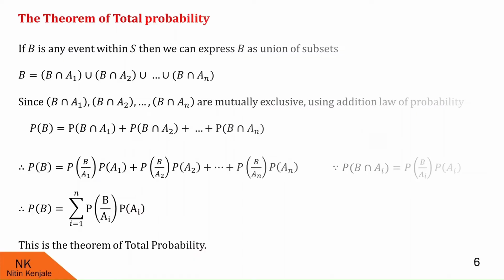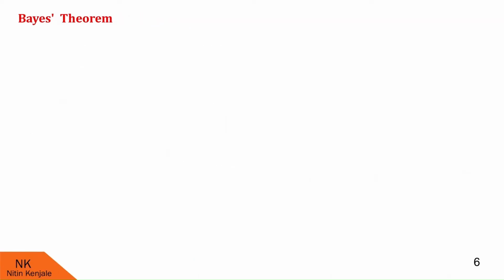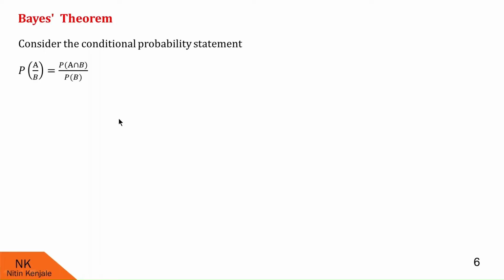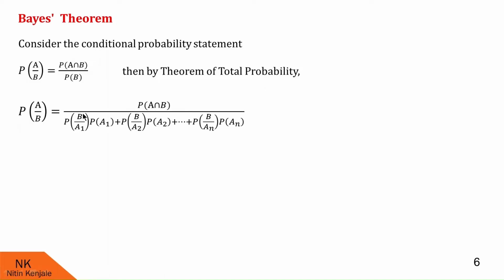Now let us proceed for Bayes theorem. For that, consider events A and B. Then by conditional probability statement, we can write probability of A by B as probability of A intersection B upon probability of B. Then by theorem of total probability, we can write P of B as P of B by A1 into P of A1 plus P of B by A2 into P of A2 up to P of B by AN into P of AN.